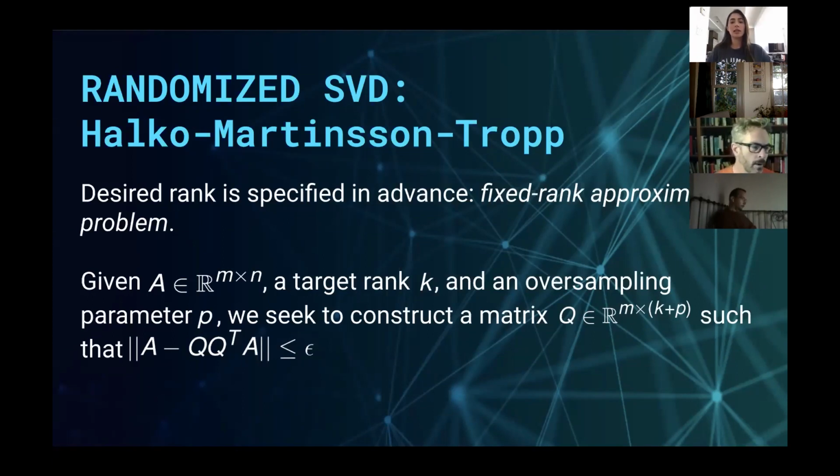We want to build this matrix Q here, which is M by K plus P, where K is my target rank and P is my oversampling parameter, such that we can minimize the norm of this difference that we see here. Or not only minimize, but find that this error is bounded. That's very important because we want our algorithms to converge, and if this is not bounded, it can explode at some point. So it's really important that the error is bounded.